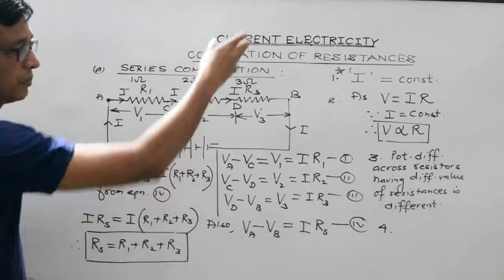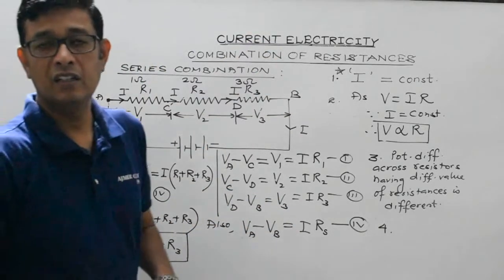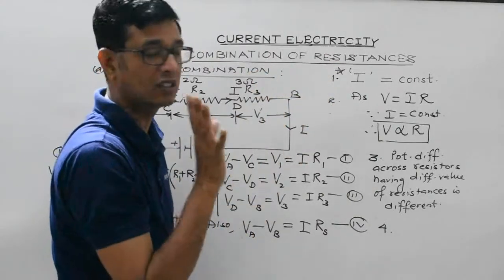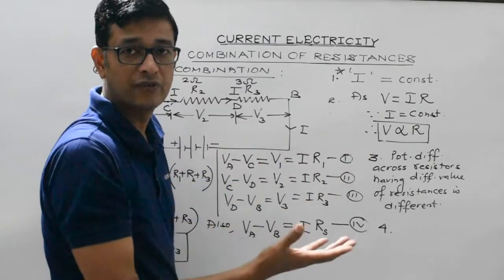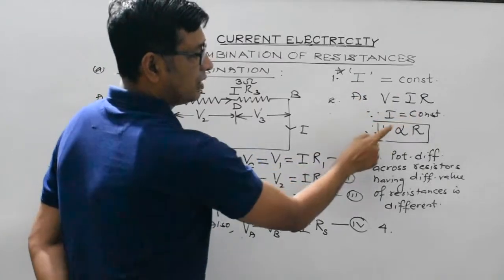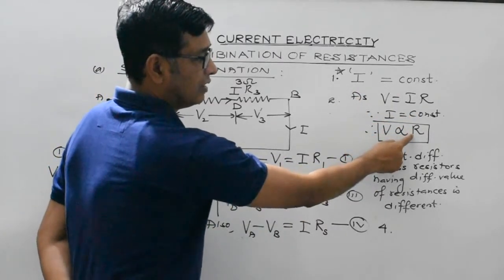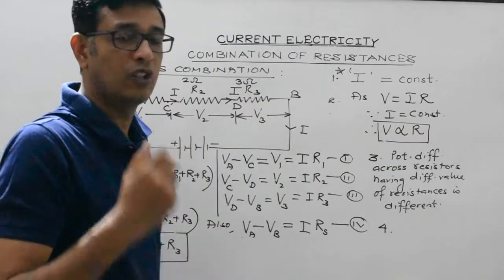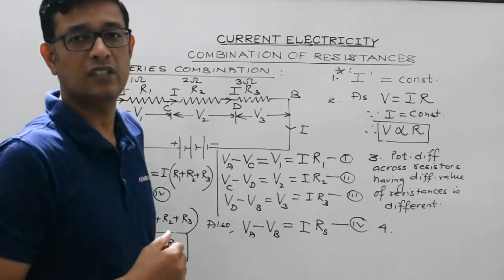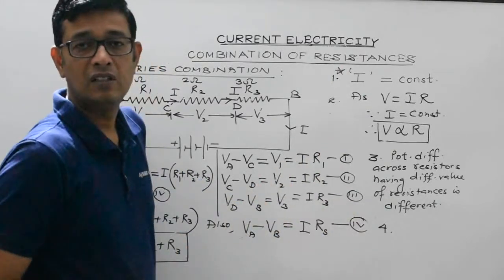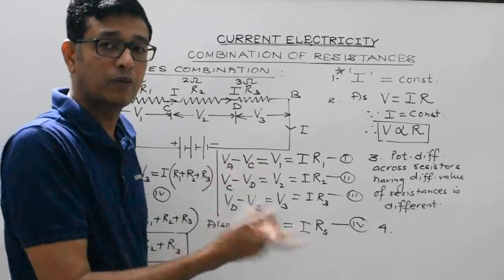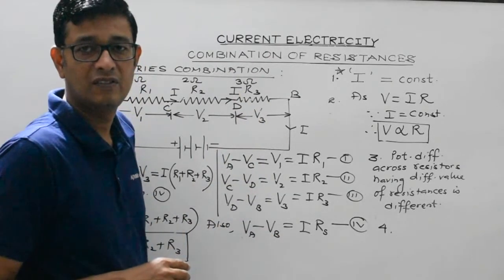So again, let me repeat this. In the series grouping, current flowing across each of the resistors should remain constant. The potential difference across different resistors having different values of resistance would be different. Since current is constant, therefore, the higher the value of resistance, the more will be the potential difference across that particular resistor. And the smaller the value of resistance, the lesser will be the potential difference across that resistor. And last step, in the series grouping, the equivalent resistance is greater than the maximum of the given values of resistance in the network. Right, students?